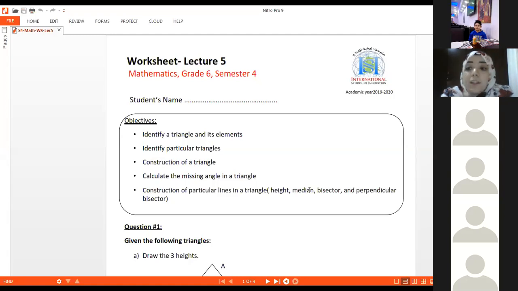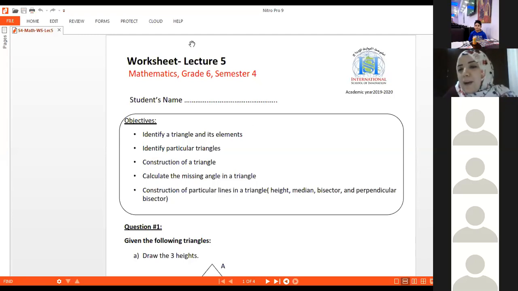Height, median. Particular triangles. Yes, Razan. Isosceles, excellent. Quadrilateral, isosceles, equilateral, and right triangle. What's special about a right triangle? Yalla Ali, you can do it. What's special about a right triangle? It has 90 degrees. Very good. It has one right angle.